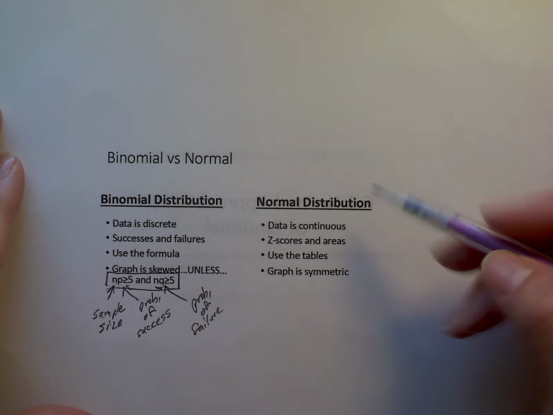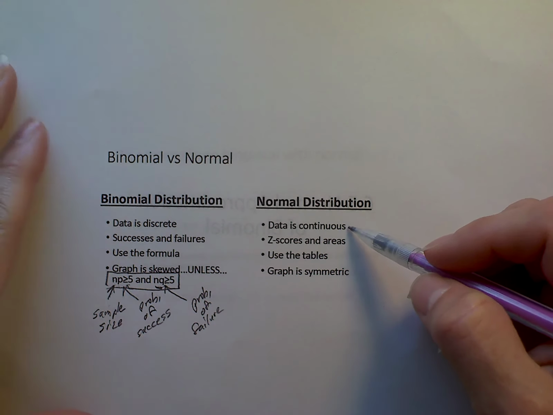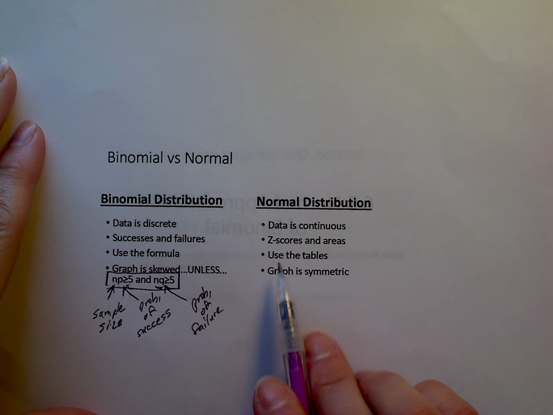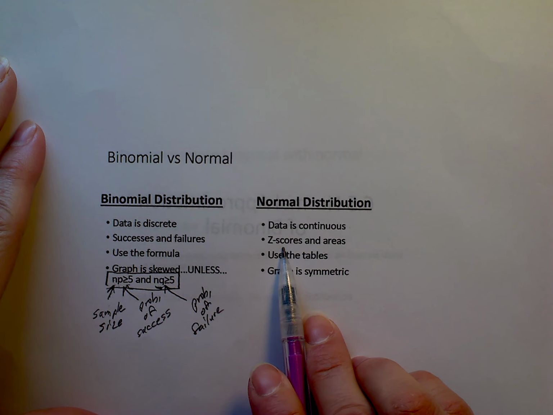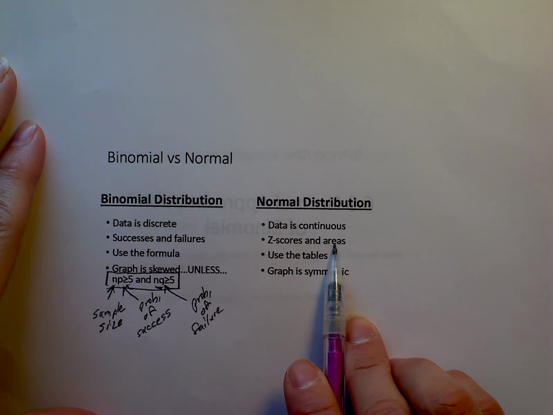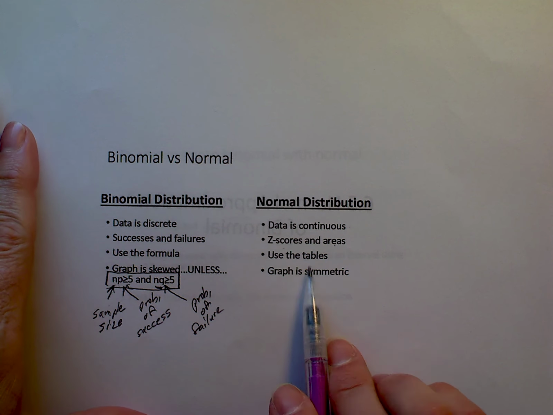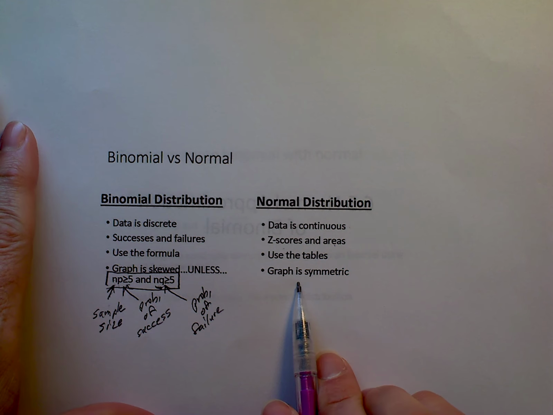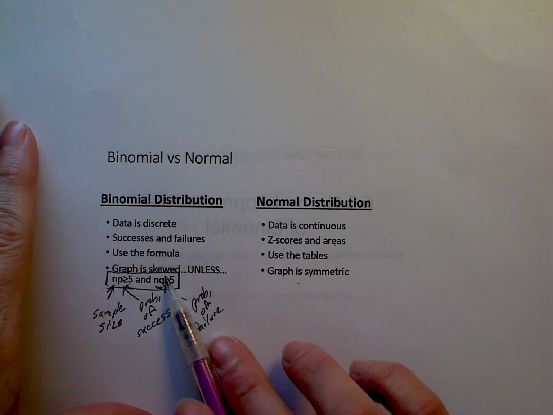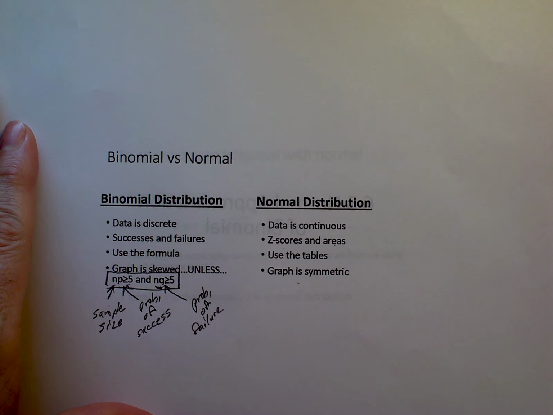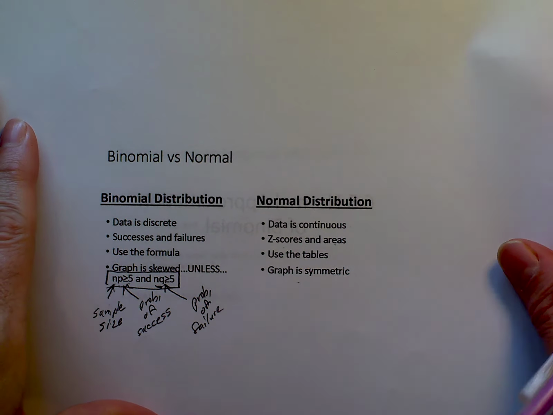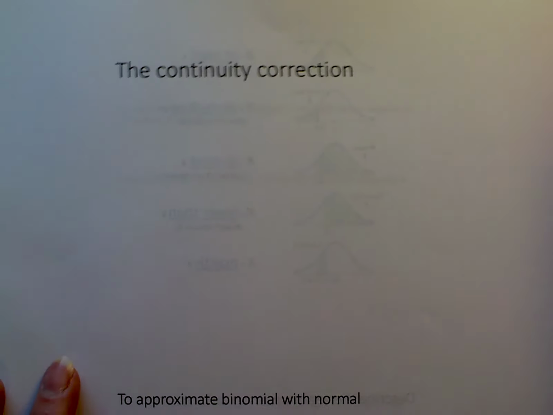Okay? On a normal distribution, it was continuous data. We used our z-scores, z equals x minus mu over sigma. We found the area under the curve on our tables, and the graph was very symmetric. It was very nice. But binomial can be kind of nice too, and some kind of symmetric, and that's why we're going to be able to do this approximation.